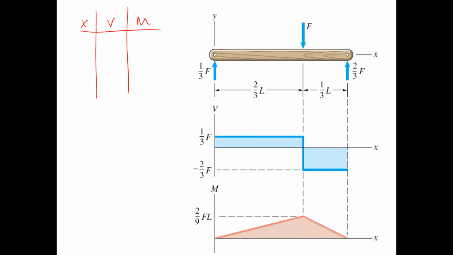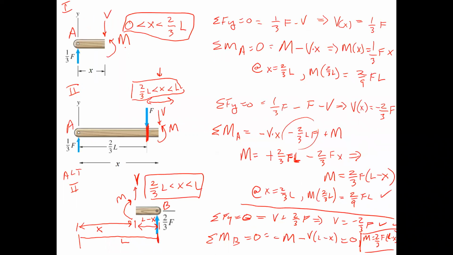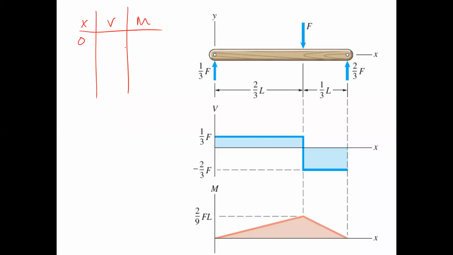When x is 0, V is 1/3 F, and M is 0, because we're just using these formulas. You plug in 0 for that formula for V, it's just 1/3 F. What about for M? Well, it's 1/3 F times x, x is 0, so it's just 0 there. So the bending moment is 0 at the end.